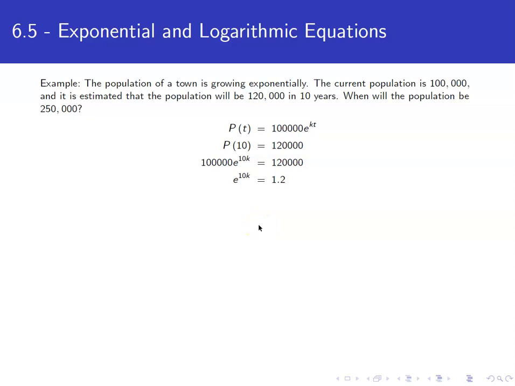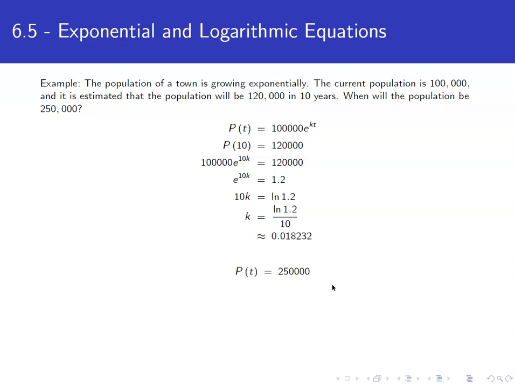Divide by our 100,000, get e to the 10k equals 1.2. Take the natural log of both sides, we get 10k equals natural log of 1.2, or your k is equal to natural log of 1.2 over 10. You could get a decimal approximation for that, which is about 0.0182.